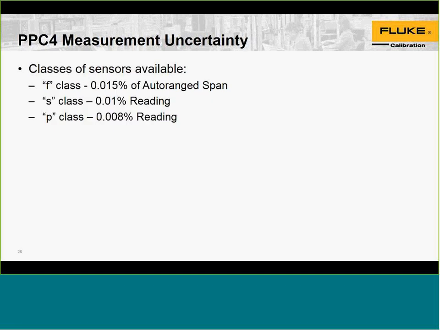Measurement uncertainty comes in multiple classes for the QRPT. There's F class, S class, and P class. F stands for full scale class, which is 0.015% of the Autorange span. The S class is 0.01% of reading down to 30%, and the premium or P class is 0.008% of reading.